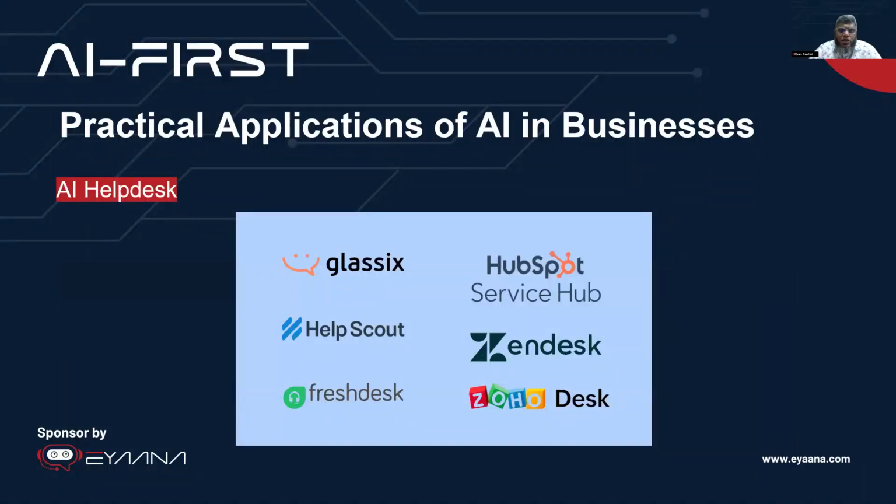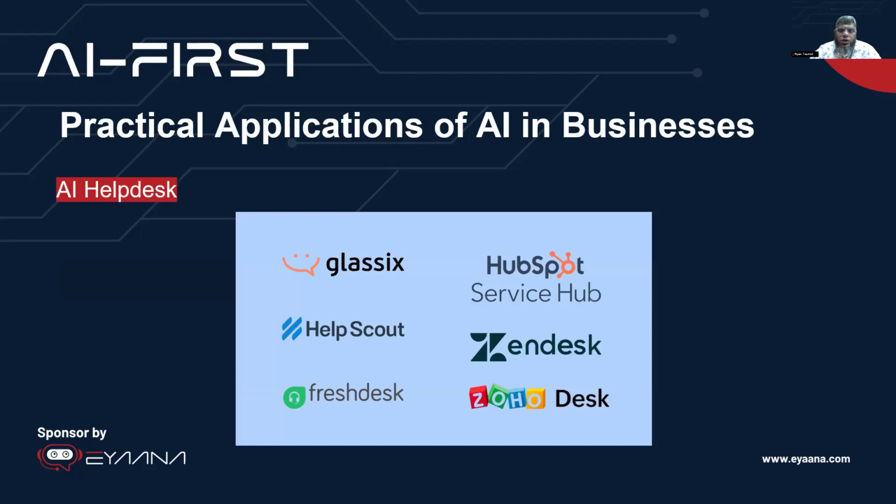So in terms of help desk, the other customer support tools that are generally used, we can see all the top solutions, something like HubSpot, Zoho Desk, Freshdesk, Zendesk, Glassix, Help Scout, all of them are using AI.